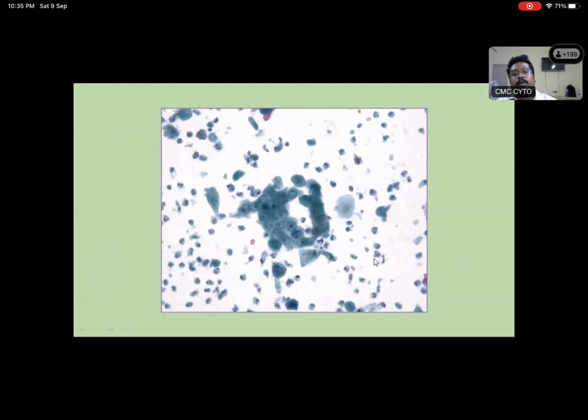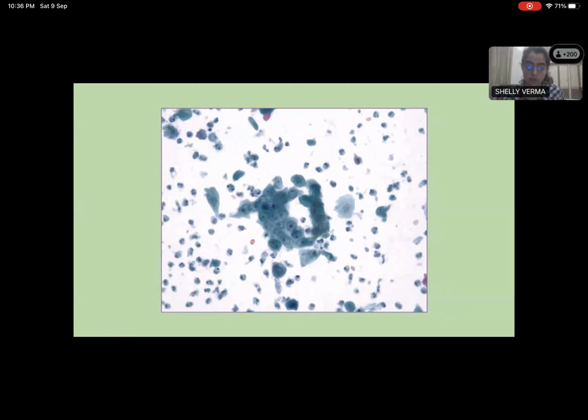And what do you think about this one, this cluster? Here we can see a cluster, sir, they are overlapping, and there is nuclear pleomorphism. Yes. And the nuclear membrane is irregular. There is high NC ratio. Yeah. There is presence of nucleoli. In the background, there are inflammatory cells and some necrotic debris also.